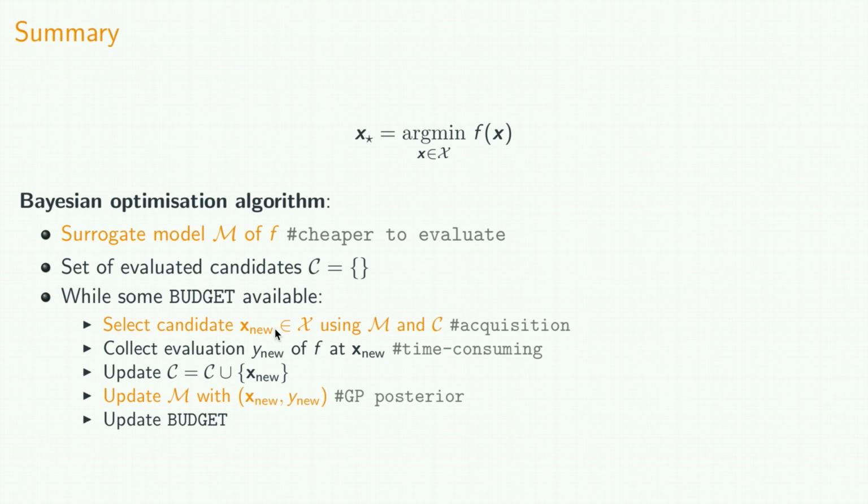We then collect the evaluation, which is a time-consuming step, which means that we retrain the machine learning or the deep learning model from scratch at this configuration of hyperparameters. We update the set of candidates, and we update the surrogate model based on the observation. So we compute the Gaussian process procedure. And we iterate this process until we run out of budget, and then return the best configuration.